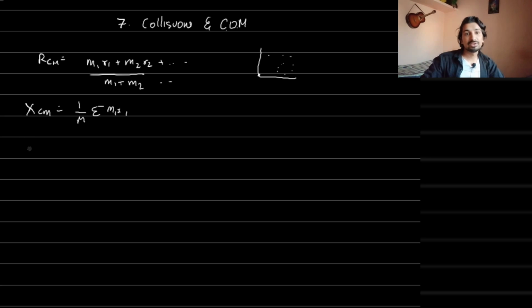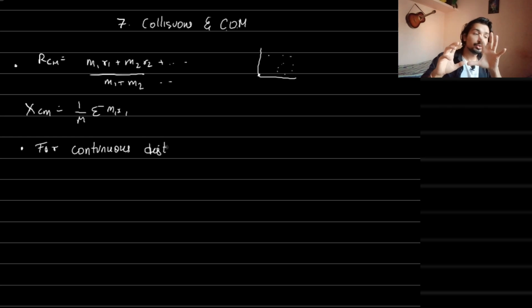Instead of mass, you can also use area. If there is any flat object and you want to find the point at which the center of mass lies, you can use area also. So area 1 into r1 plus area 2 into r2, divided by area 1 plus area 2.